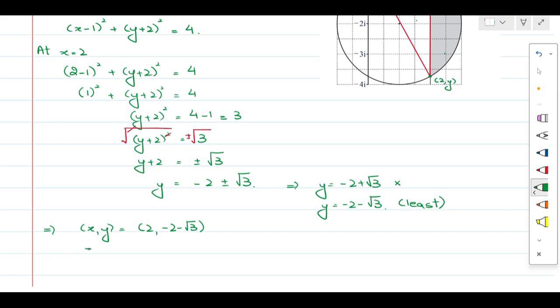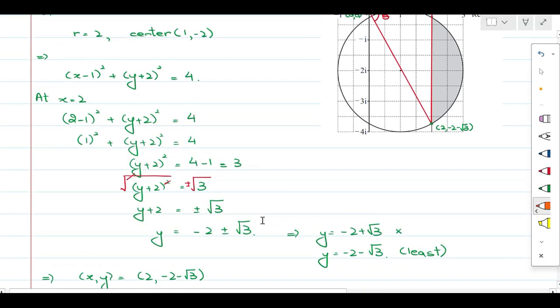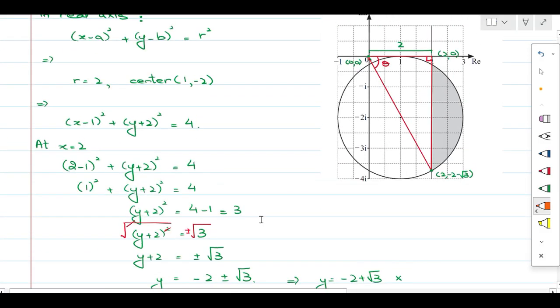And when we are working in the real world, z would be equal to x plus iota y. In the complex world, this is 2 plus (minus 2 minus root 3) iota. This is my complex number. Now these are the coordinates over here. Okay, now we are done with this coordinate as well. Now we need to figure out this angle.